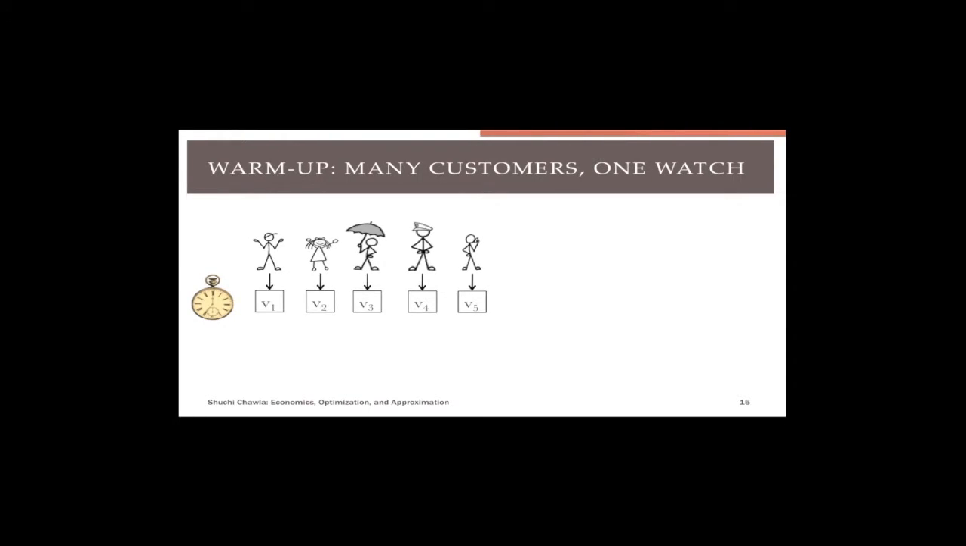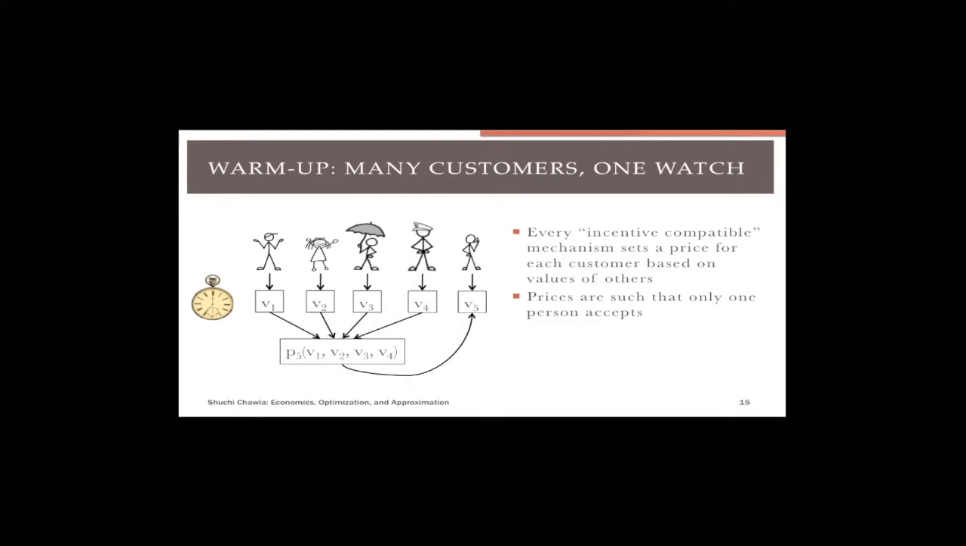And in fact, let me summarize how much they're willing to pay for this watch by these values, V1, V2, et cetera. Each such value tells us the maximum price that the corresponding consumer is willing to pay for the watch. Of course, we don't know these values. If we knew these values, we could just charge the person with the highest value precisely that amount, and that would be great. But we don't know these values.